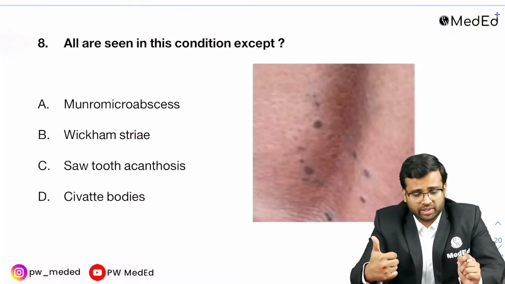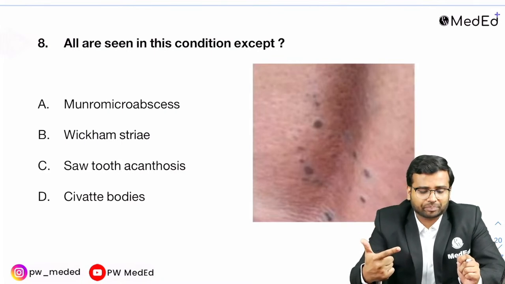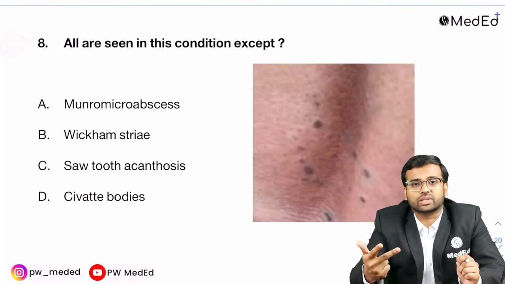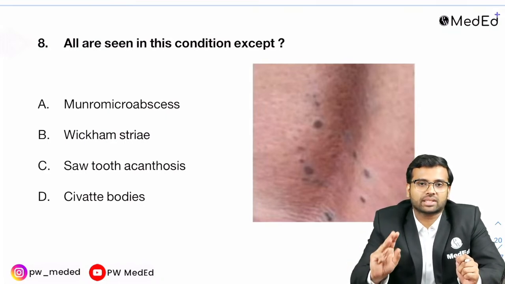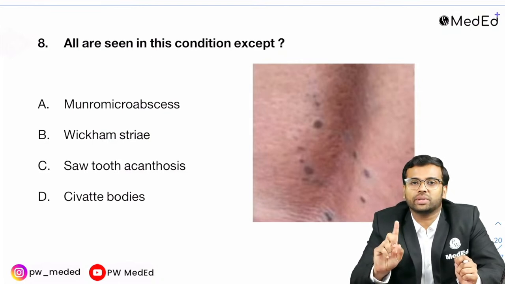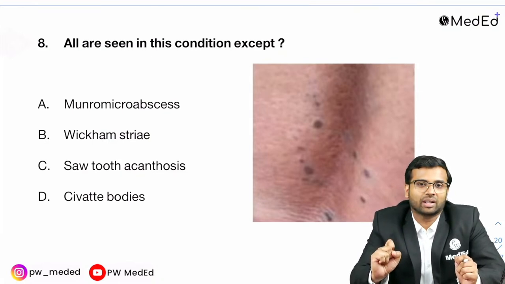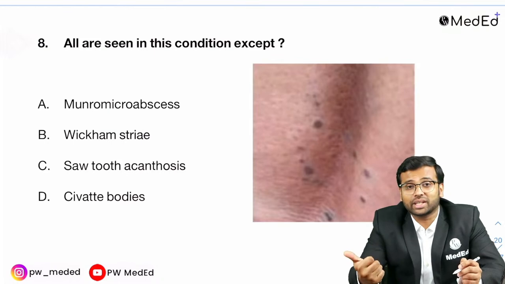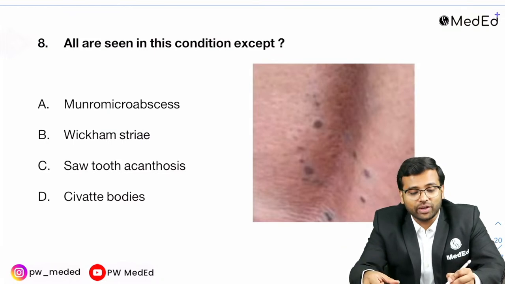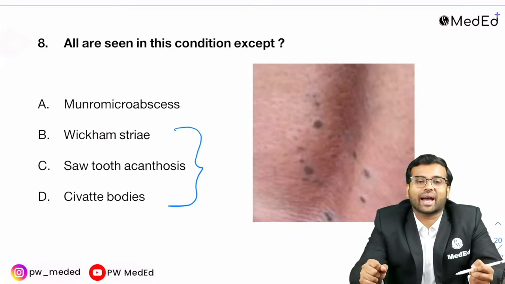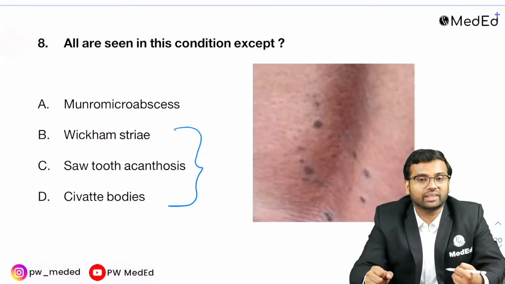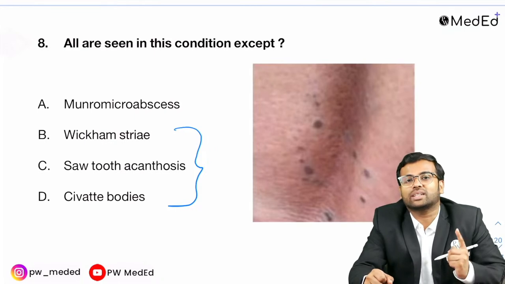Munro's microabscess, Wickham's striae, sawtooth acanthosis, civatte bodies. Now, all are seen in this condition except, which means three of these things are going to be seen in one disease. Am I right? So what are those three things that are seen in one disease? Wickham's striae, sawtooth acanthosis and civatte bodies. All these three are going to be seen in a single disease.